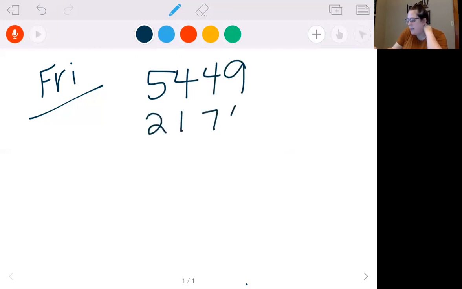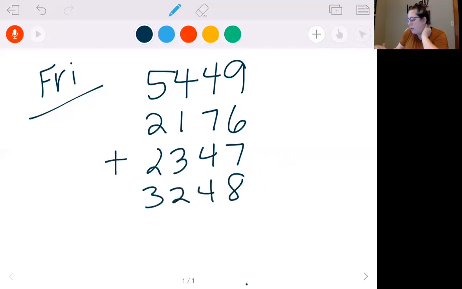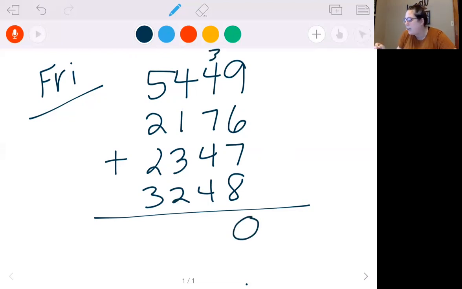21, 76, 23, 47, and 32, 48. So they wanted all of those added up, and you can see that I have them lined up perfectly right here. So on the first one, we have 9 plus 6 plus 7 plus 8. I'm going to do 9 plus 8 first because I know that's 17. 18, 19, 20, and so on up to 30. All right, so we get 30 for this one. So we're going to put our 0, carry our 3.